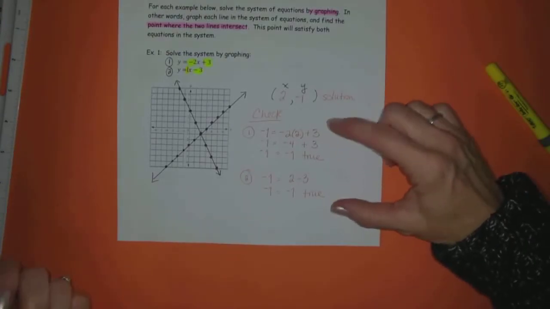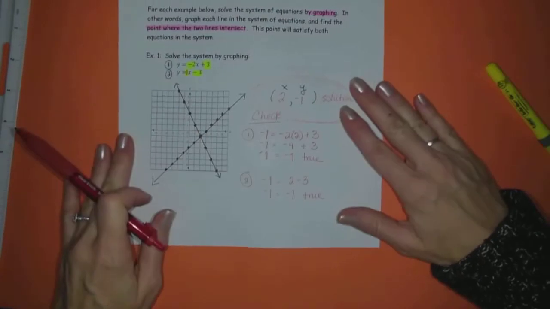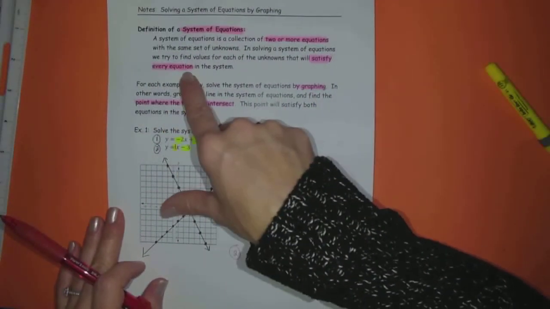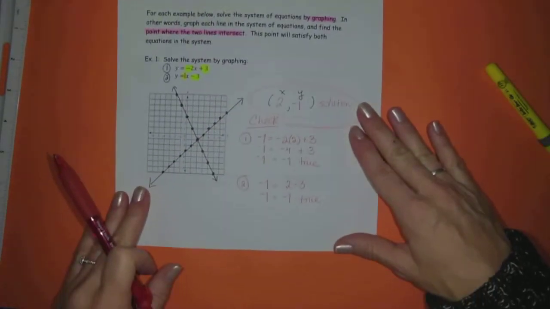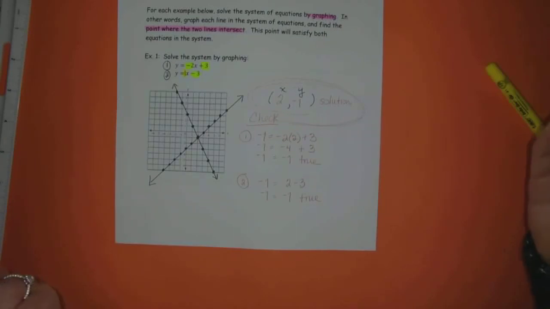So algebraically, this is showing that this point satisfies, going back to that word from up top, satisfies every equation. And by graphing, we see that that indeed is where the two lines intersect. So isn't that pretty easy? Okay, let's go to the second example.